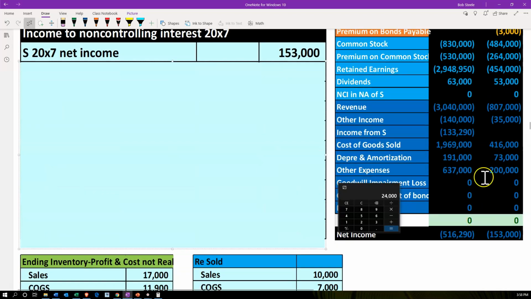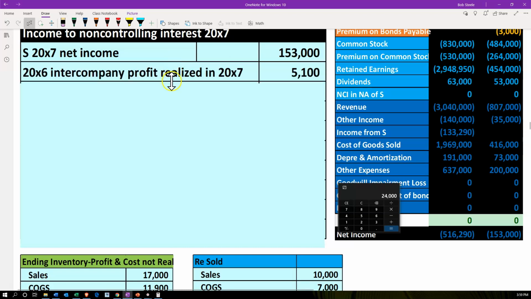Then we're going to take the net income, which is going to be the revenue minus the expenses for S. That's going to be the 153,000. That's income. That's going to be our starting point, the 153,000. Now, if there weren't any adjustments to it, we would just break out the 153,000 to the controlling 90% and non-controlling interest 10%. However, we're going to have some adjustments during the consolidation process that we're going to have to take into consideration that will affect the income statement amount.